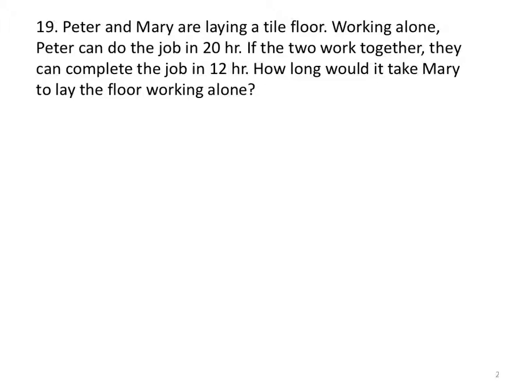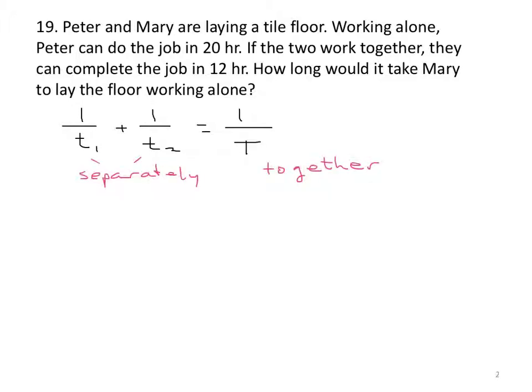Now, the equation for figuring out the different times they're asking for is 1 over T1 plus 1 over T2 equals 1 over the big T. And the big T is the time that they would take if they did it together. So let's look at this problem.